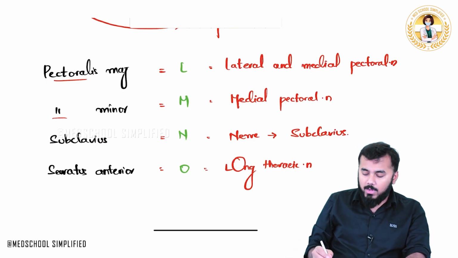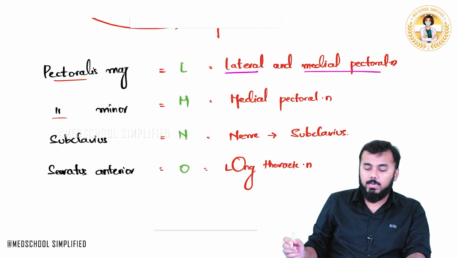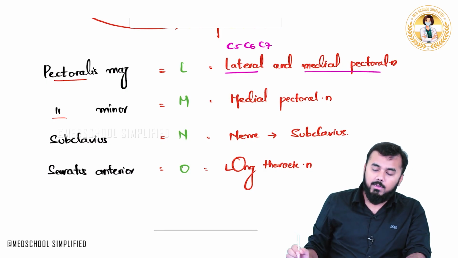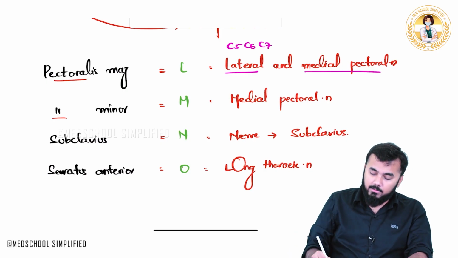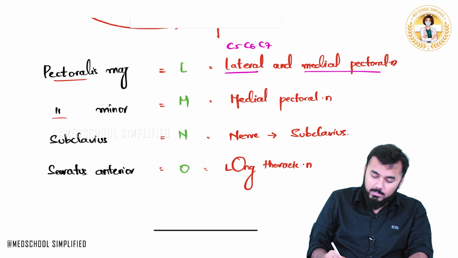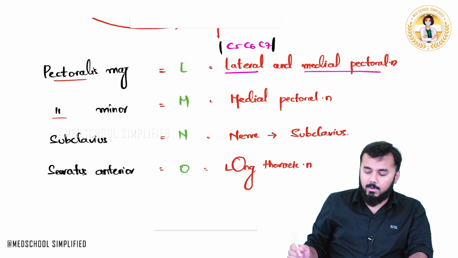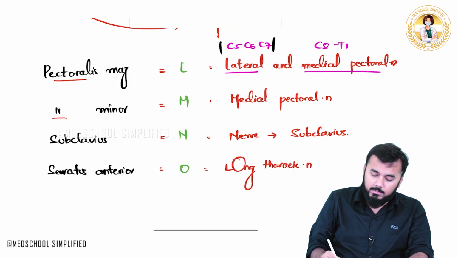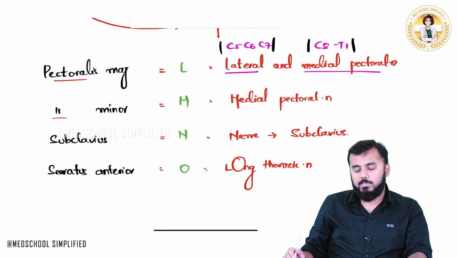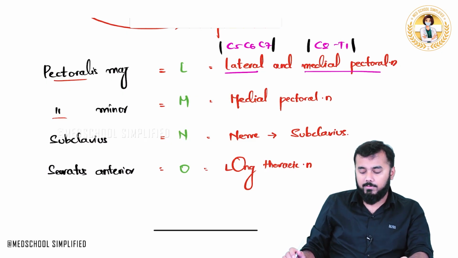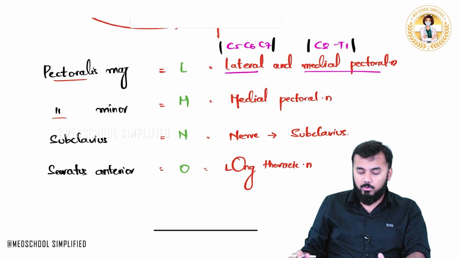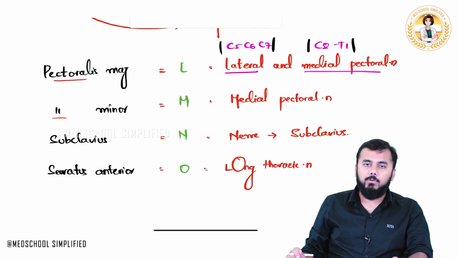Okay, so this box is very important because a question has been asked from the pectoralis major: what is the root value of the lateral pectoral nerve as well as the medial pectoral nerve? The root value of the lateral pectoral nerve is C5, C6, C7. After that, C8 to T1 is the root value of the medial pectoral nerve. So C5 to C7 is the lateral pectoral nerve and C8 to T1 is your medial pectoral nerve. This is a very important thing, you have to keep it in your mind.